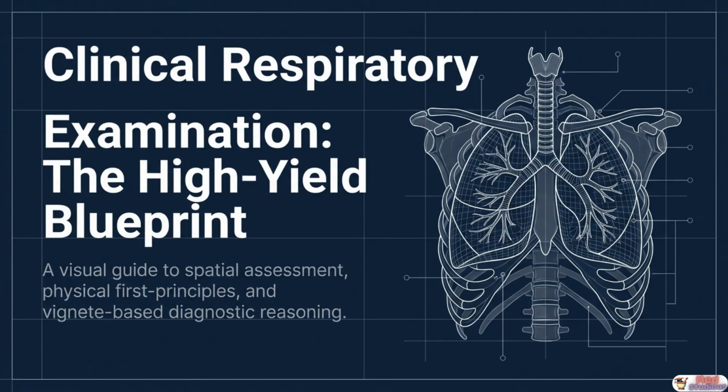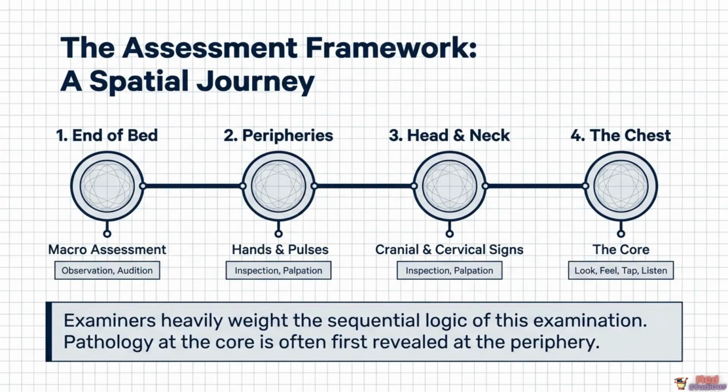Throughout this video, we will move through the chest wall, the rib cage, the bronchial tree, and the carinal angle in a structured spatial sequence, mirroring exactly how a clinician should approach a real patient. By the end, you will understand not just what each finding looks or sounds like, but why it occurs, allowing you to reconstruct any examination finding from first principles rather than relying on rote memory, even under the pressure of an unfamiliar exam vignette.